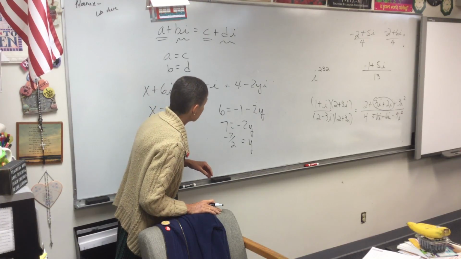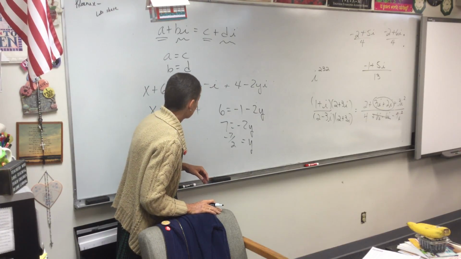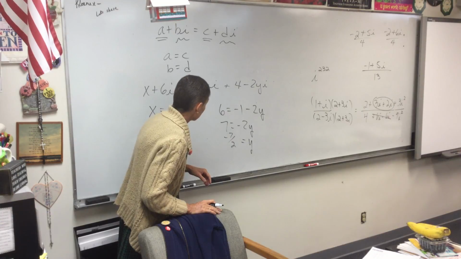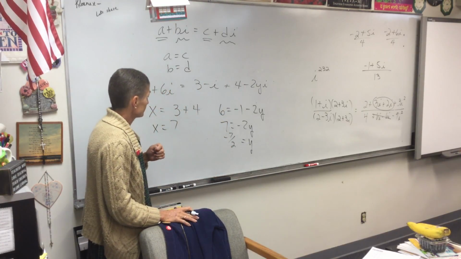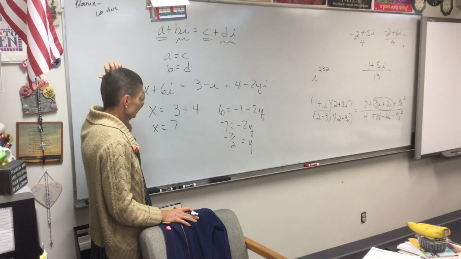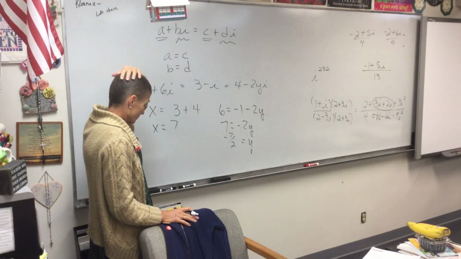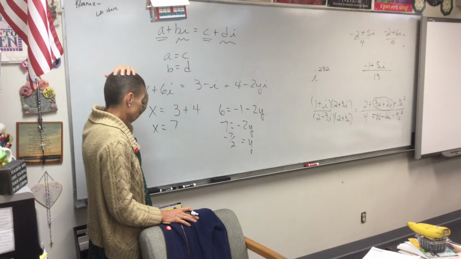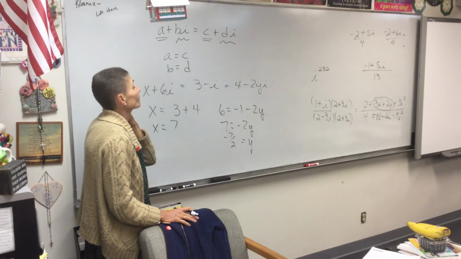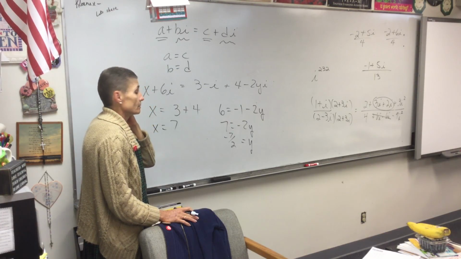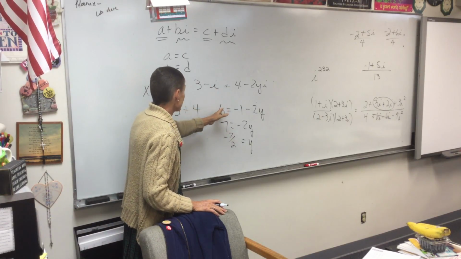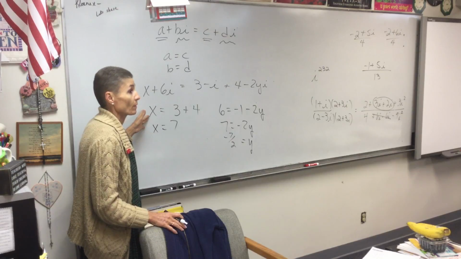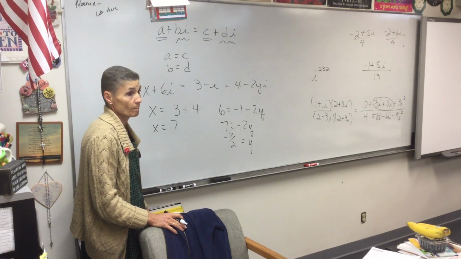I think that's right. All right, so if you have an I, the stuff with I's on each side is equal, and the stuff without I's is equal.